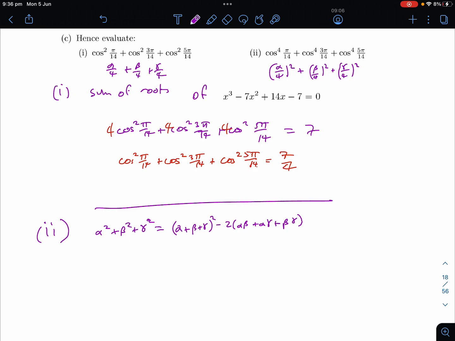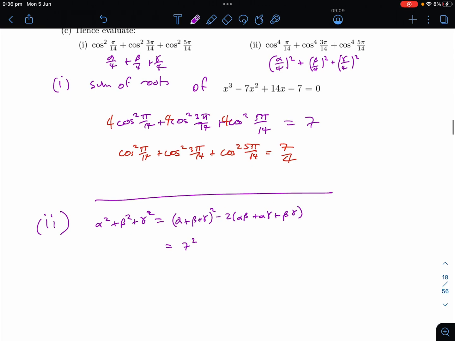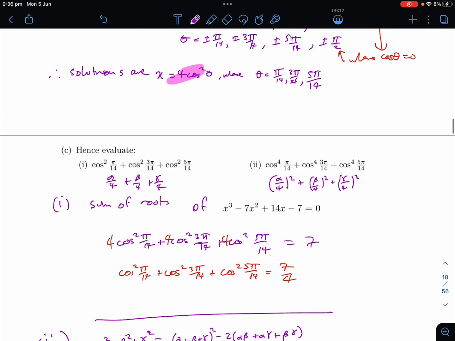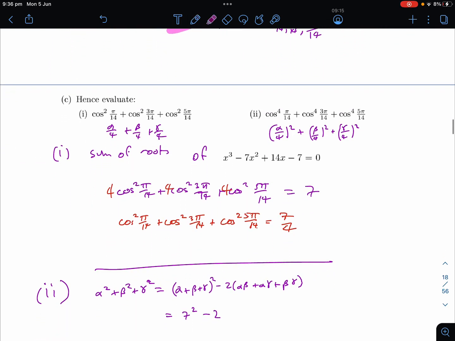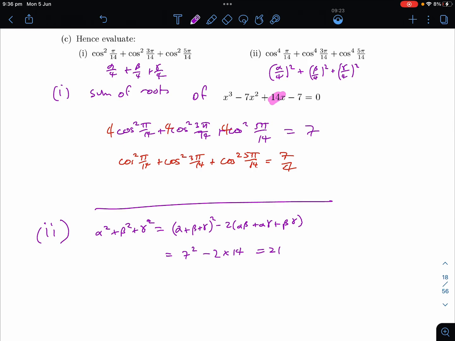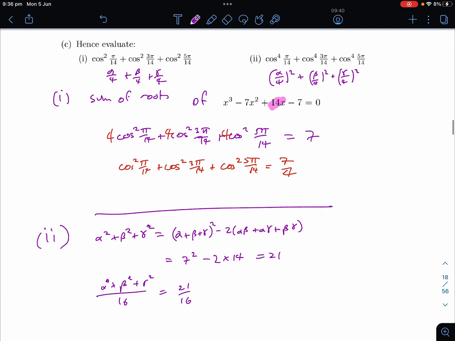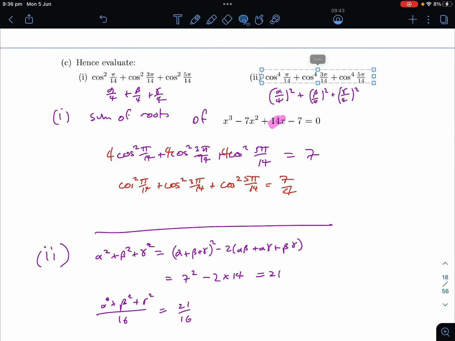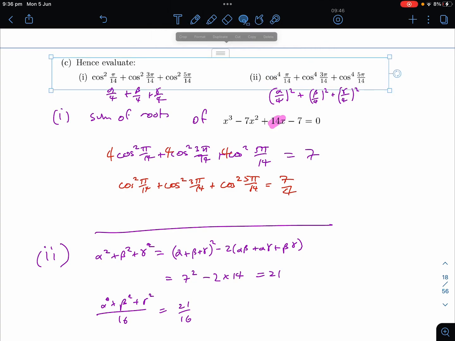Alpha plus beta plus gamma is 7, squared, and this alpha beta plus alpha gamma plus beta gamma we said from here is 14. So that is 21. But we're looking for that divided by 4, so alpha squared plus beta squared plus gamma squared all over 16 equals 21 over 16, which I'm now checking the answers, is correct. But I haven't written the actual working, so let's just cheat.